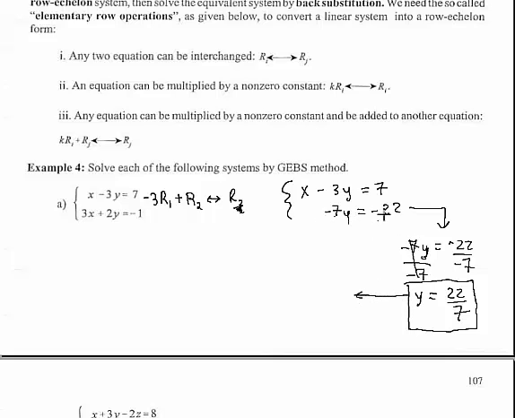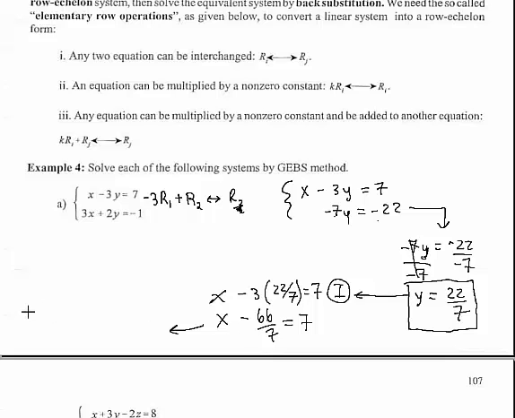So I took my equation with the one variable. I figured out what that variable is, the number for it, 22 over 7. And now I just plug it back in the one above it, equation 1. And so I get x minus 3 times 22 over 7 equals 7. Alright. What is this 3 times 22 over 7? Let's see, we get 66 over 7 equals 7. Definitely not a pleasant number to work with.